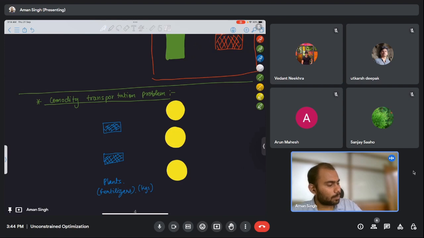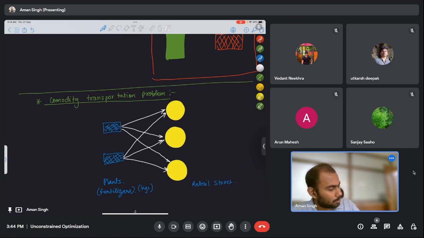I have three retail stores, and fertilizer has to go to all three of these retail stores to be sold. Let's call these R1, R2, R3, and let's call the factories F1, F2. And let's call the amount of fertilizer going from F1 to R1 X11, from 2 to 3 is X23, and similarly all the rest.